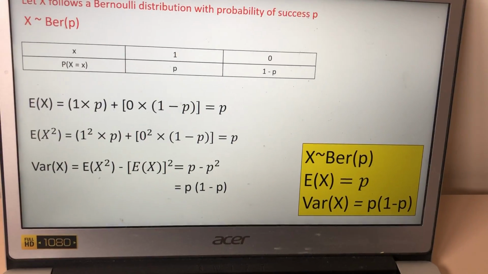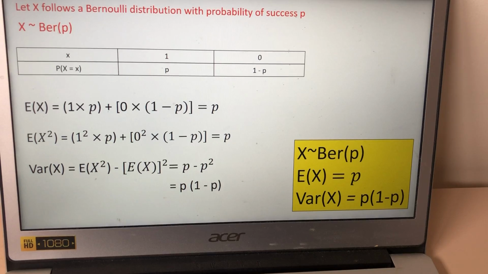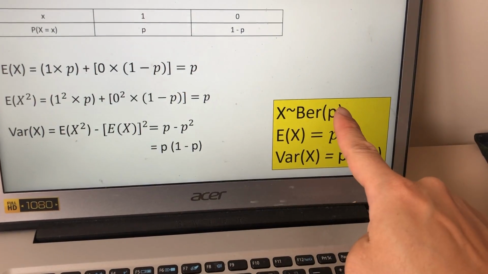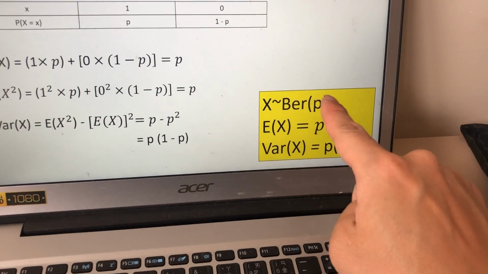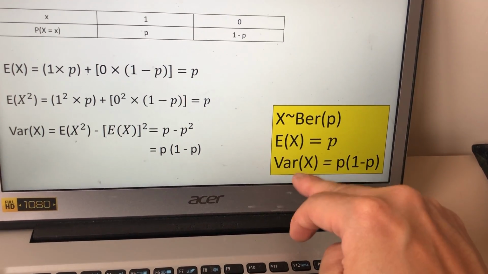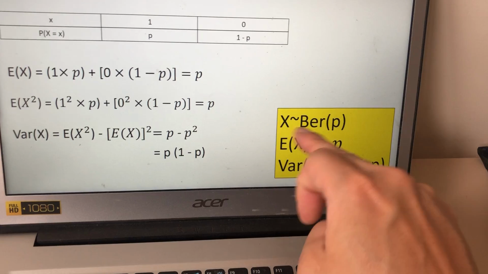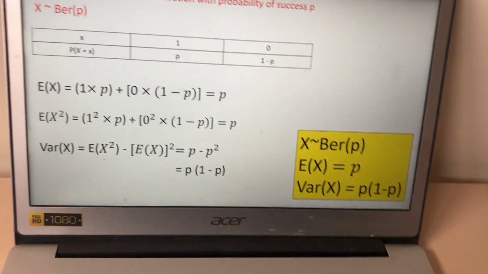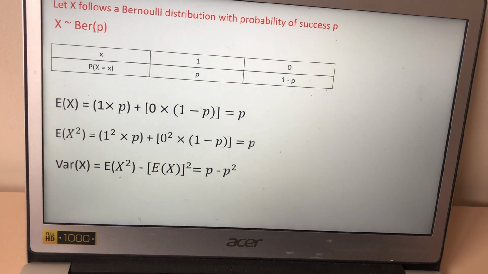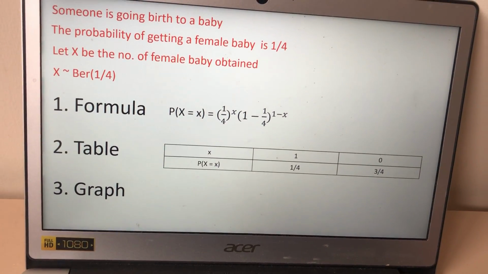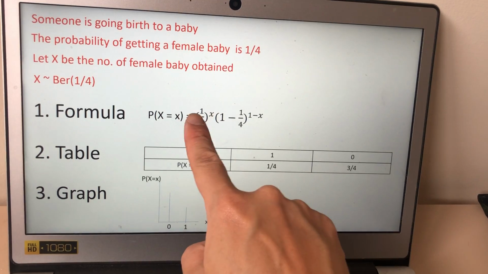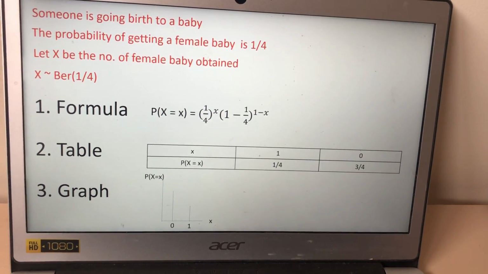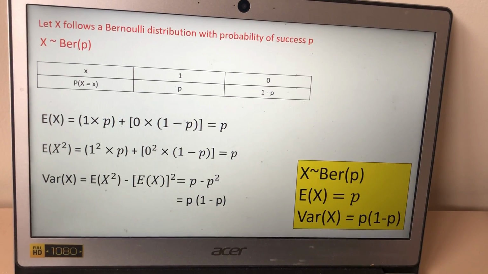How many distributions are we going to learn in this chapter? There are 4 distributions, and this is the first one. For each distribution, you have to memorize how to define it, how to find the mean, how to find the variance, and also how to find the formula. The formula you also have to memorize.